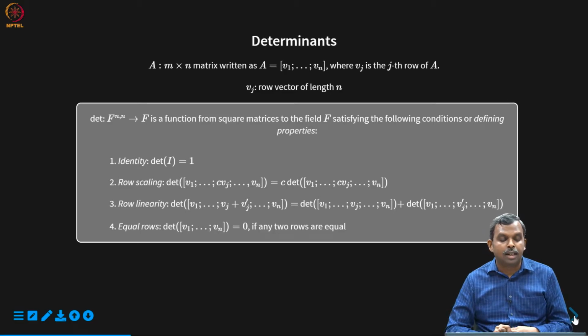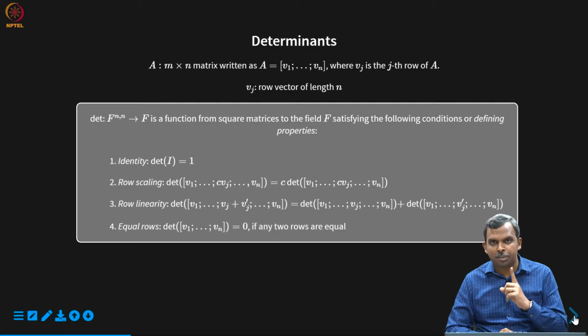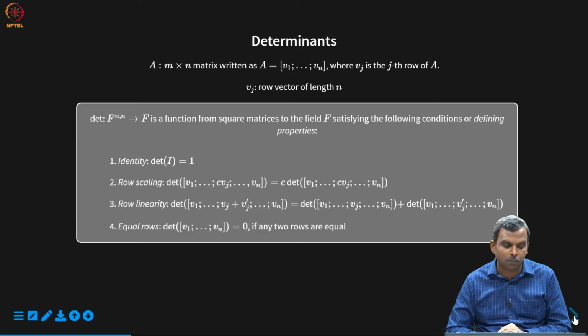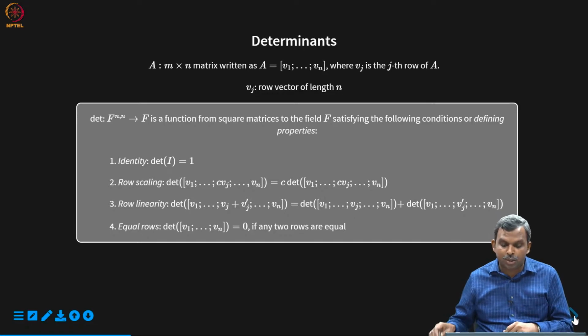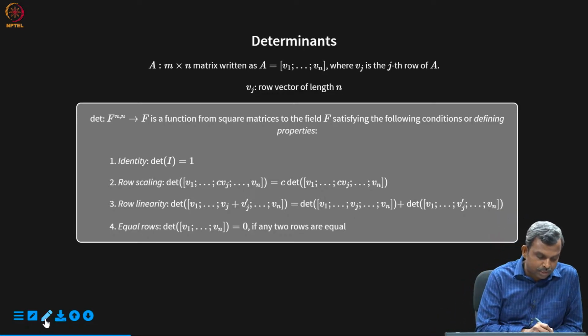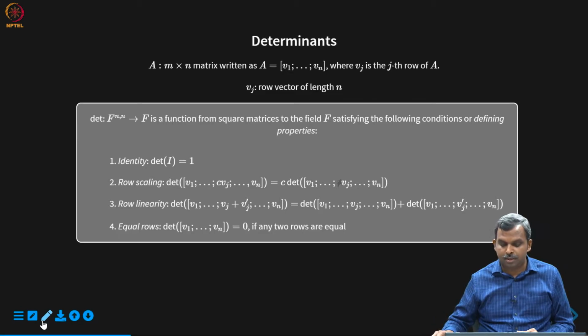The first property is for the identity matrix: I should have a determinant of 1. Okay, so that's the first property. The next one is row scaling. If I take a matrix and scale its row by C, I should get the determinant without the scaling. So hopefully you see this relationship.